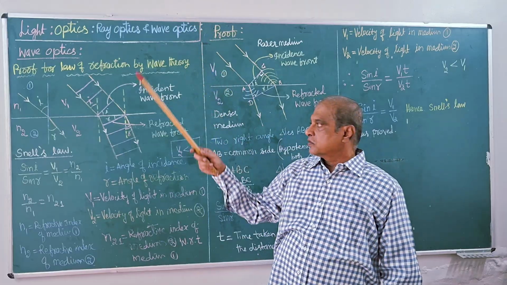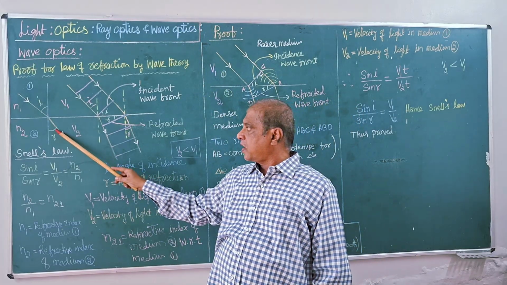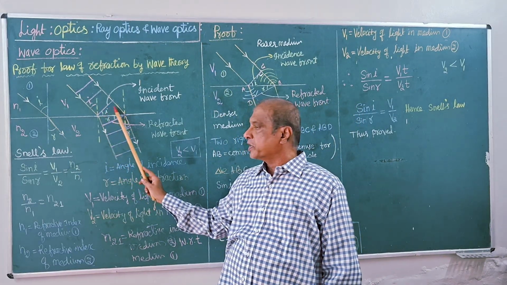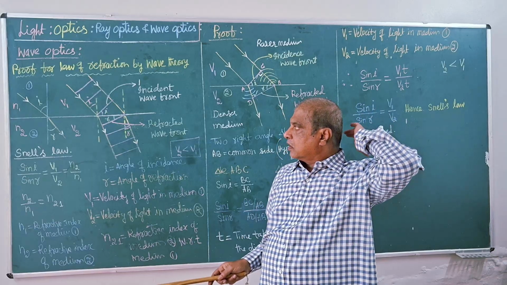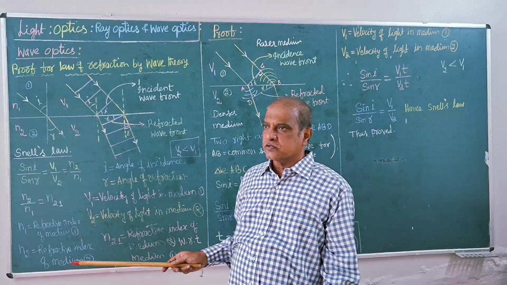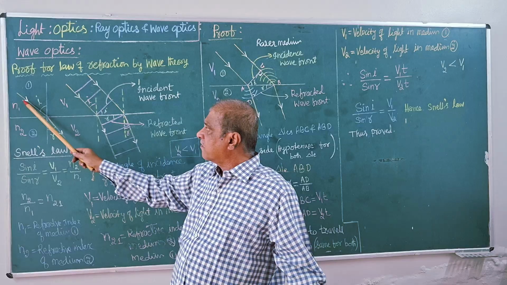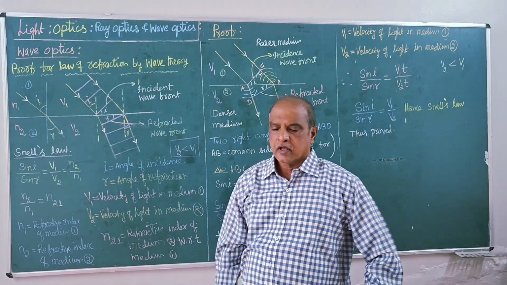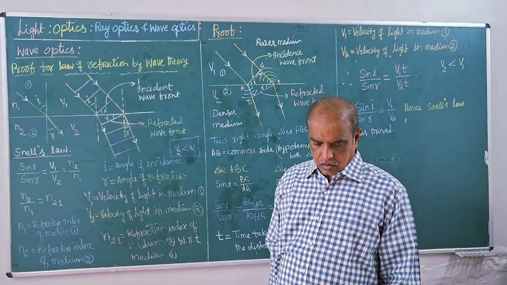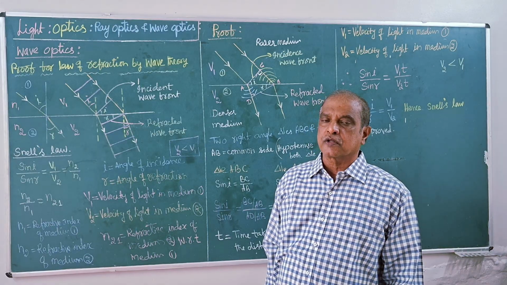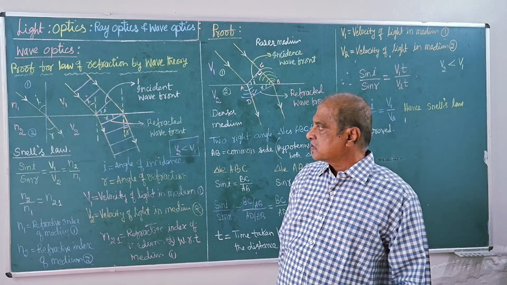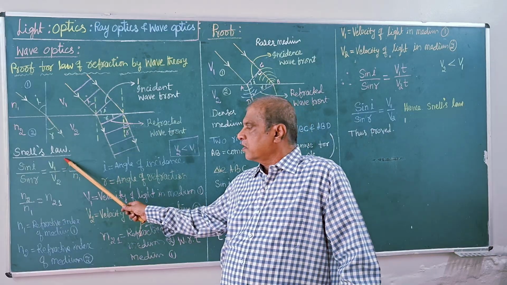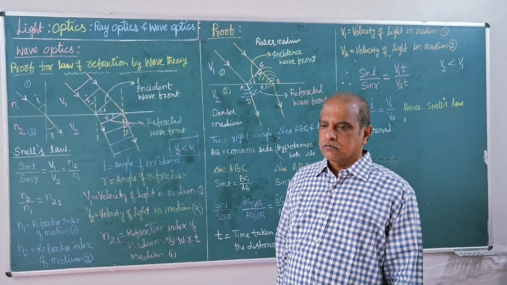There are two diagrams. One is ray optics, the other is wave optics. In ray optics, you are considering only one ray of light traveling in space. Let me recall the law of refraction. It is known as Snell's law. Give the definition for this.